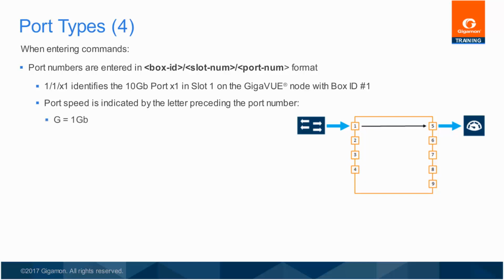The letter G designates 1 gigabit ports. The letter X designates 10 gigabit ports. Note that most 10 gigabit SFP Plus ports can also support 1 gigabit SFP modules, but will appear as X ports regardless of inserted module. The letter Q designates 40 gigabit ports, and the letter C designates 100 gigabit ports.